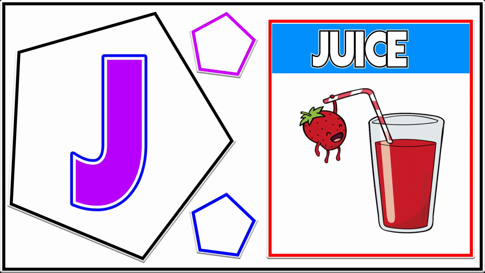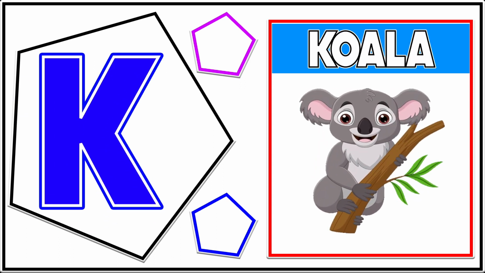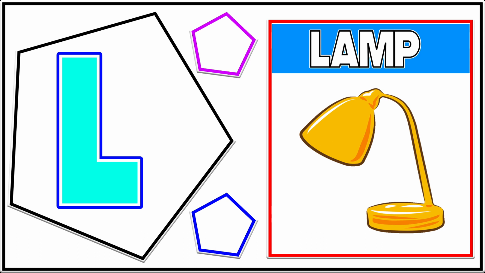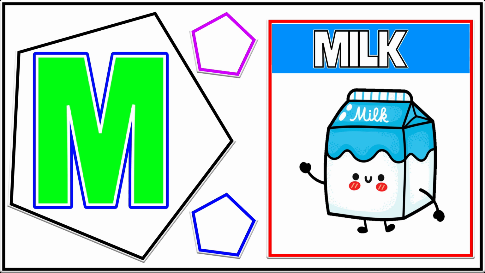J for juice. J, j, juice. K for koala. K, k, koala. L for lamb. L, l, lamb. M for milk. M, m, milk.